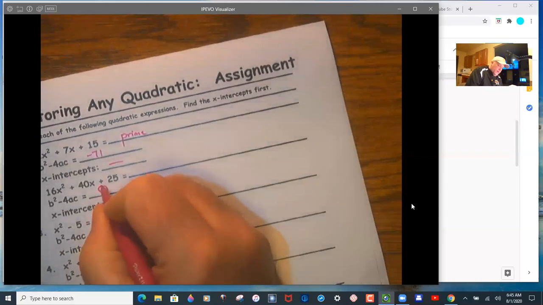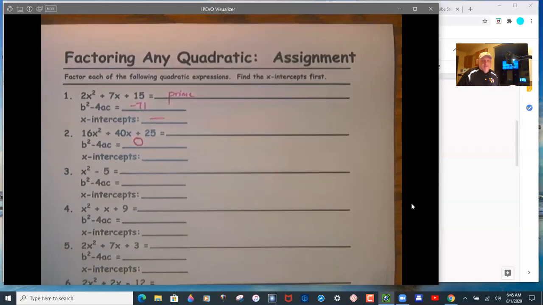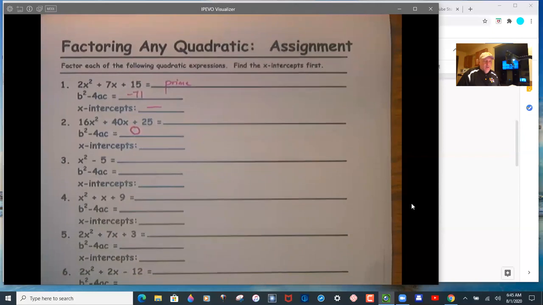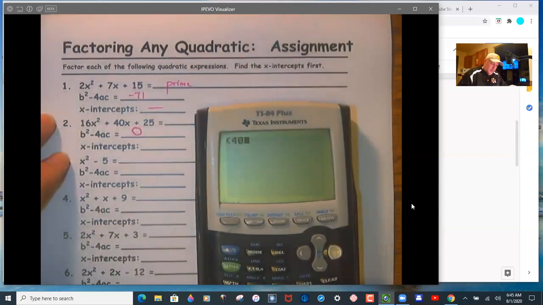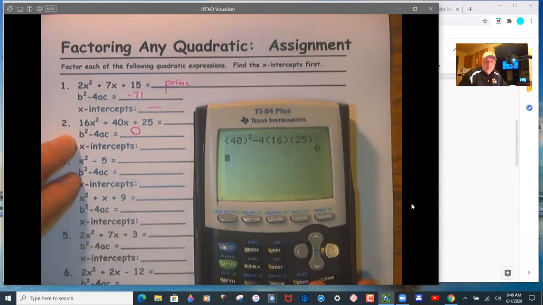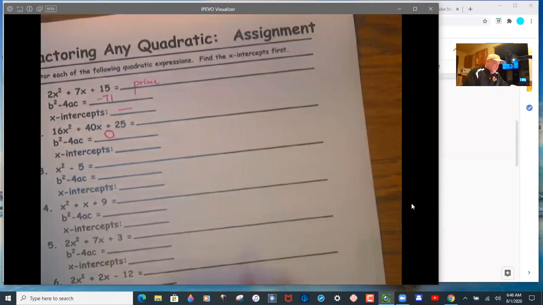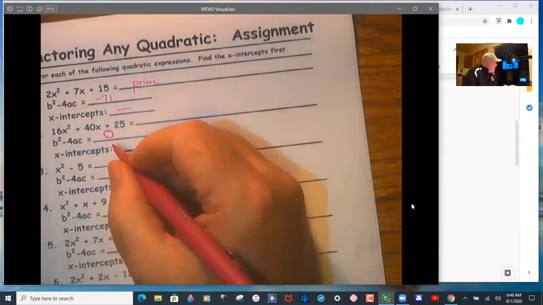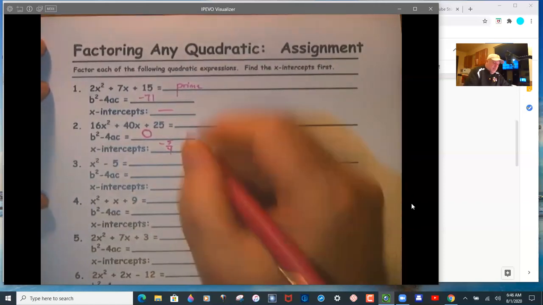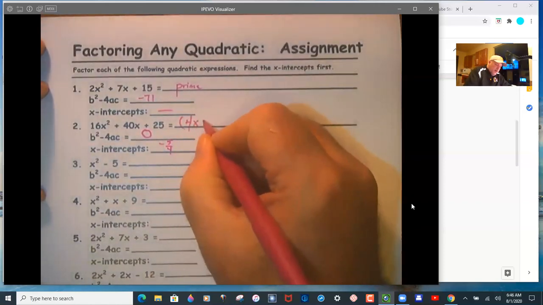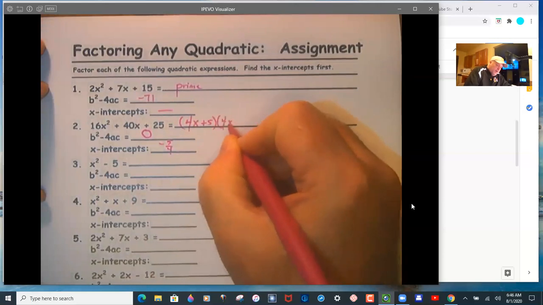So this is 0 here. So what is b squared minus 4ac? Well, b is 40. Literally, you do that computation. 40 squared minus 4 times a, which is 16, times c, which is 25. You get 0. So in the case where you get 0, you are going to get two identical factors and one x-intercept. So this is going to be 4x plus 5 times 4x plus 5.